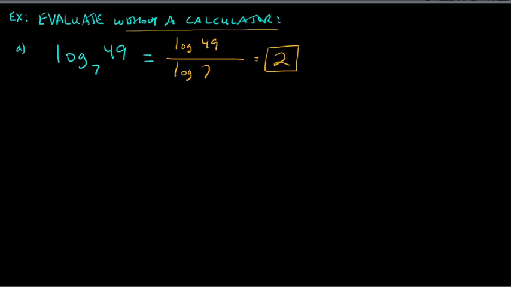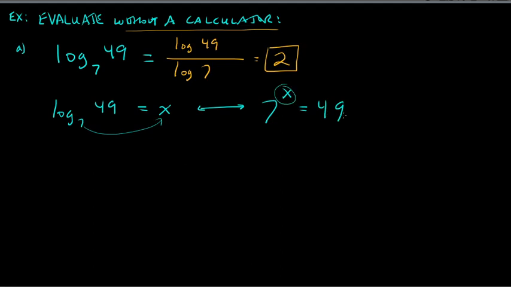But okay, how can we do this without a calculator then? Maybe now it's kind of obvious. You're looking for some number, I'll just call it x. If we convert this back to an exponent, we're going to kick the 7 to the other side, knocking the x into the exponent, and that's what equals 49. So the question is, 7 to what power is 49?